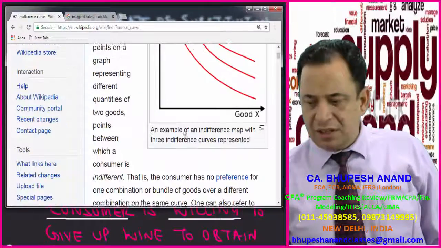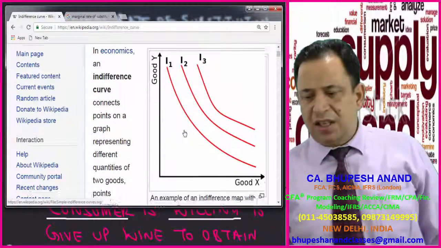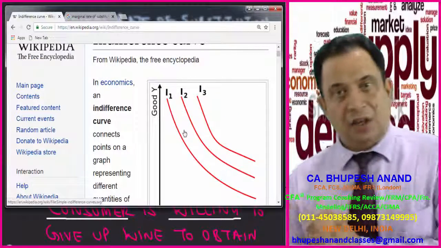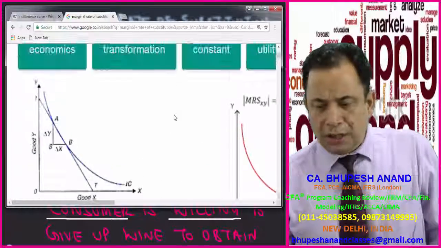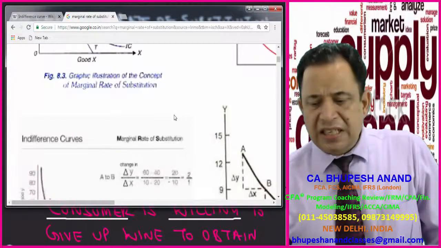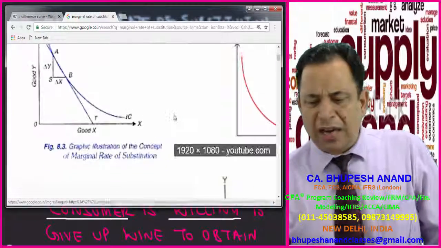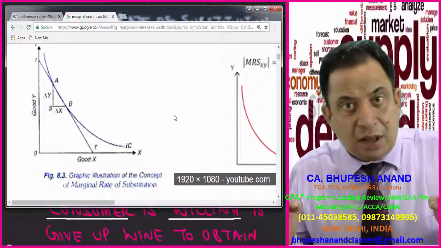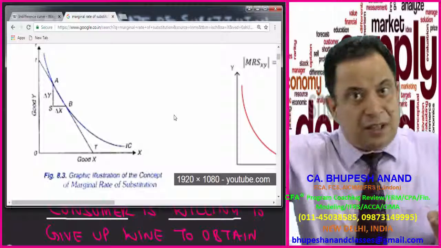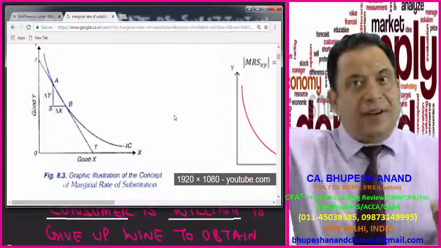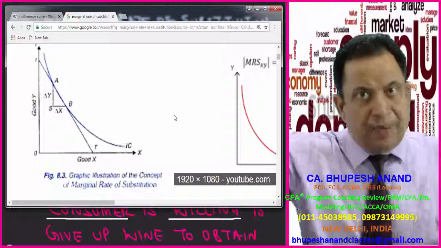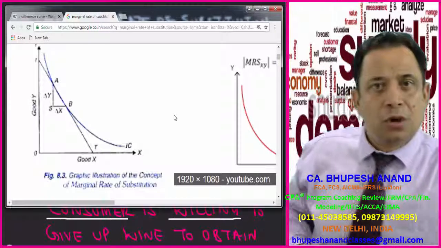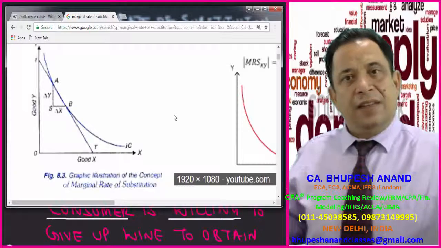Now I have just drawn the indifference curve. Just see, good X, good Y, indifference curve 1, indifference curve 2, indifference curve 3. There are three indifference curves, and we have seen that. The next point which I want to tell you today is the marginal rate of substitution. What is the meaning of marginal rate of substitution? I've just told you that in an indifference curve there can be different points on the same indifference curve, and the consumer will be indifferent. The person who is consuming it will be indifferent. But the point is, he is sacrificing some units of good X while gaining some units of good Y.